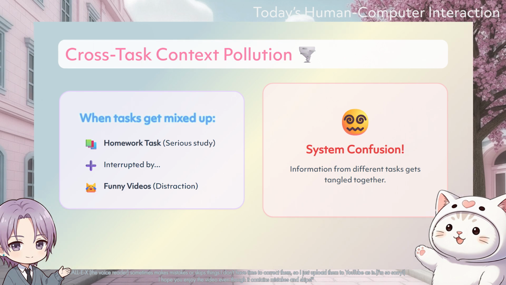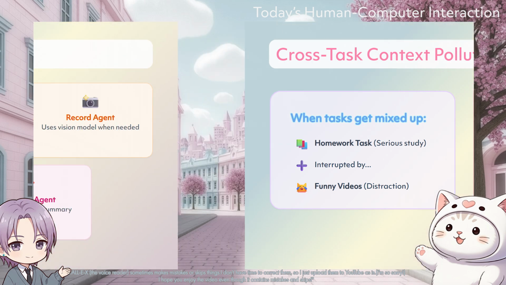And there's one more tricky thing. When you switch between different tasks, like jumping from homework to a funny internet video, the system gets very confused. It mixes up the information from your homework with the video. The researchers call this cross-task context pollution.